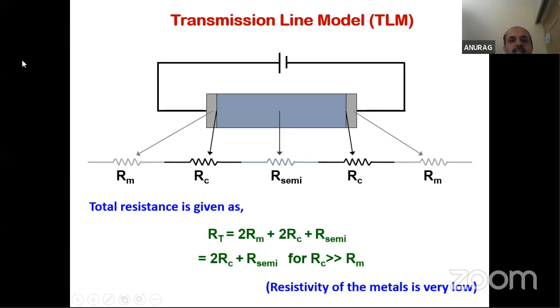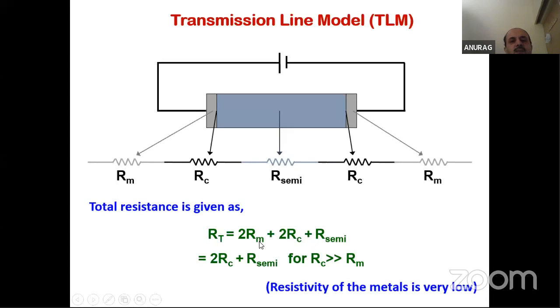Then there is a contact resistance RC between the metal and semiconductor on both sides. I assume them symmetric. There is a resistance which is coming from the metal also. So the total resistance between these 2 points, which I am measuring using this 2-probe method, will come out to be 2Rm plus 2Rc plus R semi. I am actually interested only in calculating R semi. I am not interested in this one, but somehow they are there.